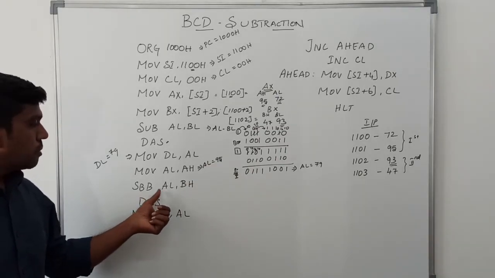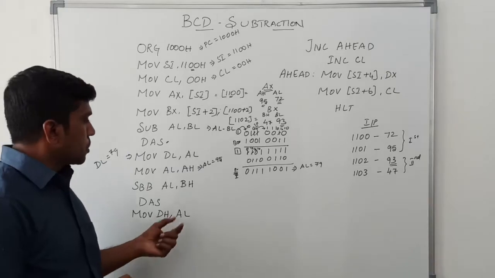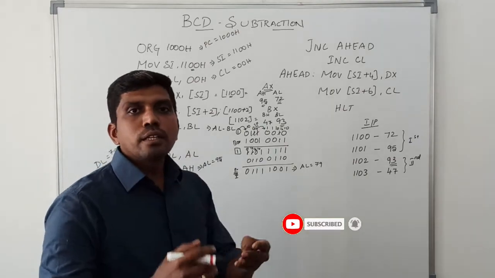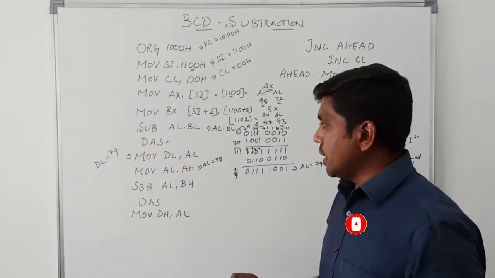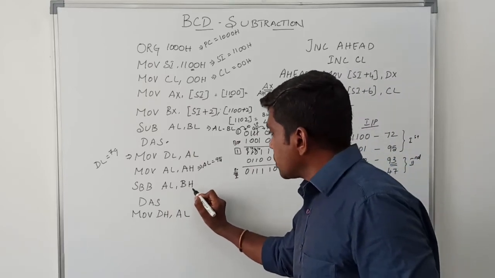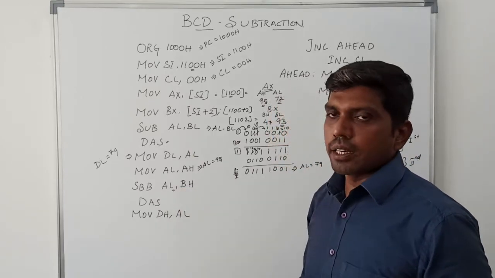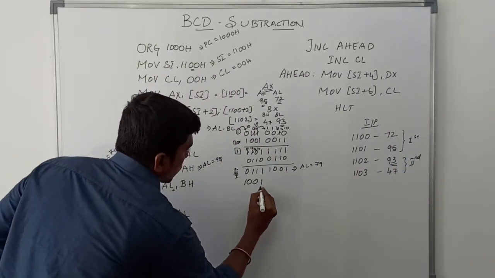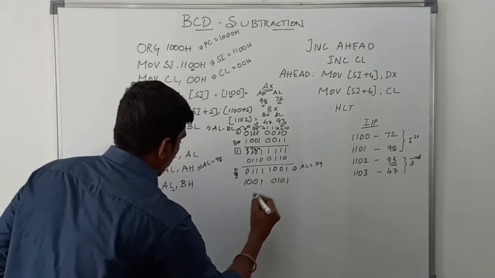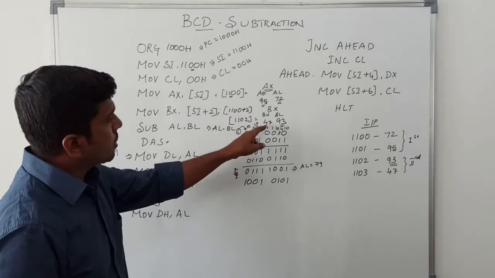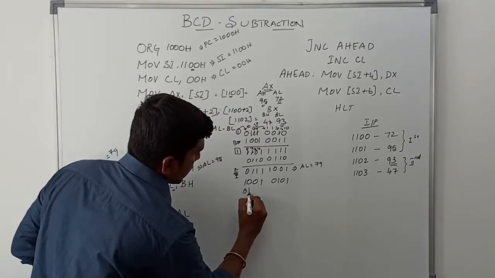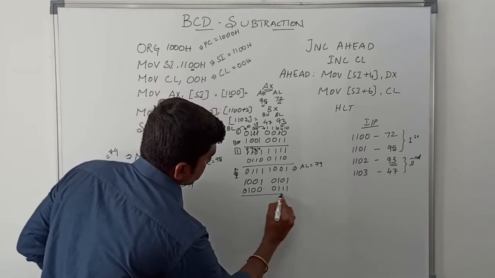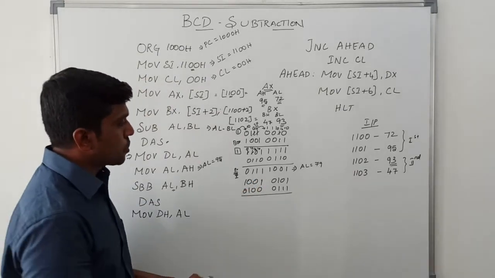Now you do SBB AL, BH, subtract with borrow. Whatever value is present in the AL register, that value is subtracted with BH, and then you get the result. That result is also subtracted with the carry, the borrow value. First you write the binary number for the AL register. The AL value is 95, and the equivalent binary number is 10010101. The BH register holds the value 47, and the equivalent binary number is 01000111. Now you subtract these two register contents.